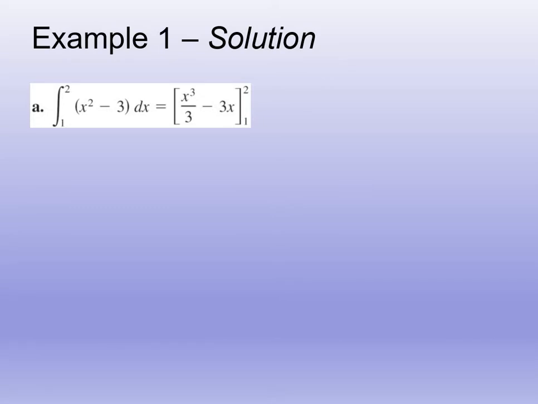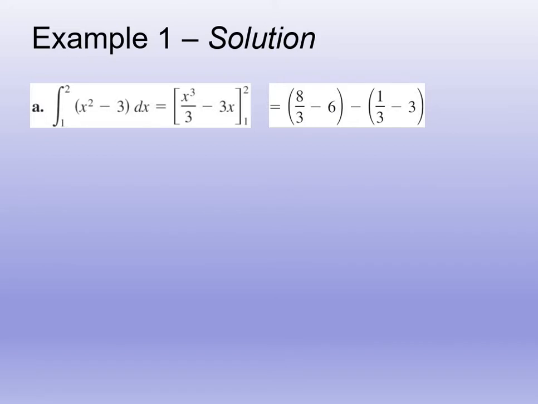So make sure that when you evaluate this, you put this into both parts, all right, into the x cubed over 3 and the 3x piece. All right, and we always do the upper limit first. So you're going to substitute in 2 first. So you're going to get 2 cubed over 3 minus 3 times 2. So you're going to get 8 over 3 minus 6.